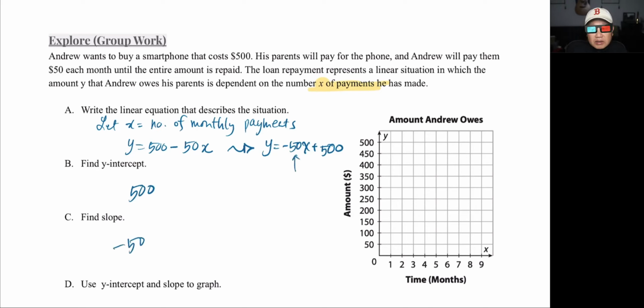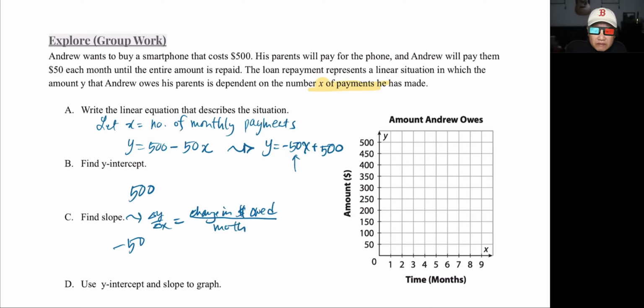But let's just think about that. Let's just not copy paste. Okay, what is a slope? Slope is change in y over change in x, isn't it? But what is change in y? Change in y is the change in amount owed, isn't it? And x is each month. So that's the change in amount owed per month.